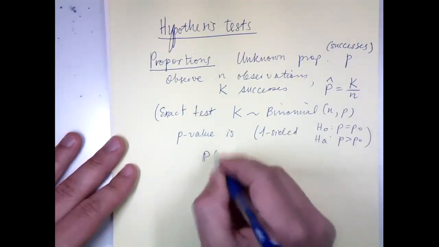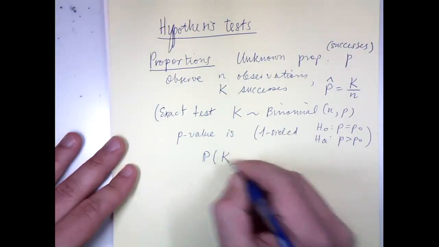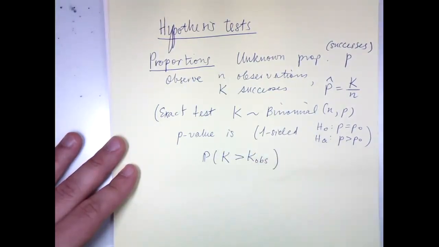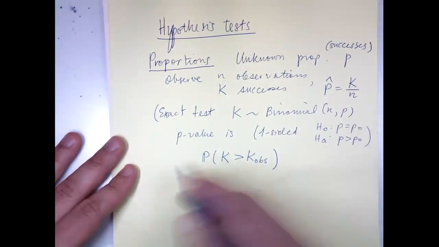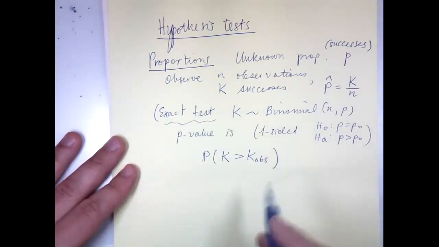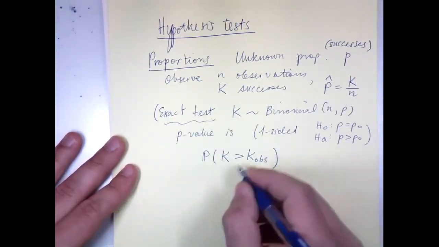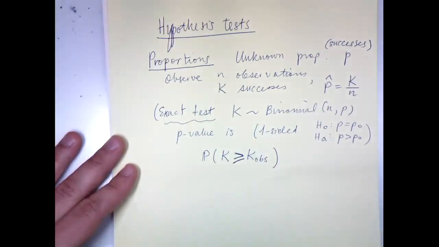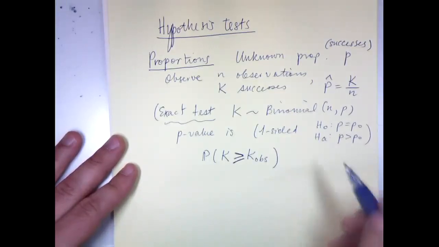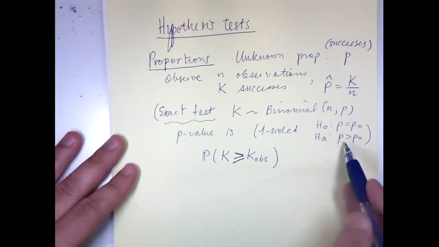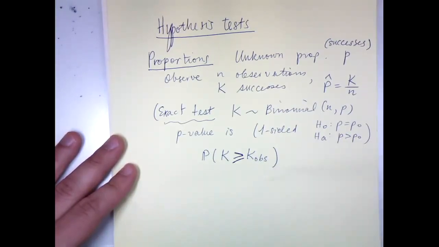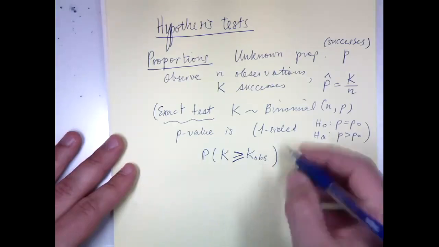Then the p-value is the probability that k is greater than or equal to k subscript obs for observed. That's quite important in the discrete case, because it's the probability of getting as bad or worse an observation. Because the alternative is that p is greater, we couldn't care less if k was less than k observed, so it's only k greater than or equal to k observed.